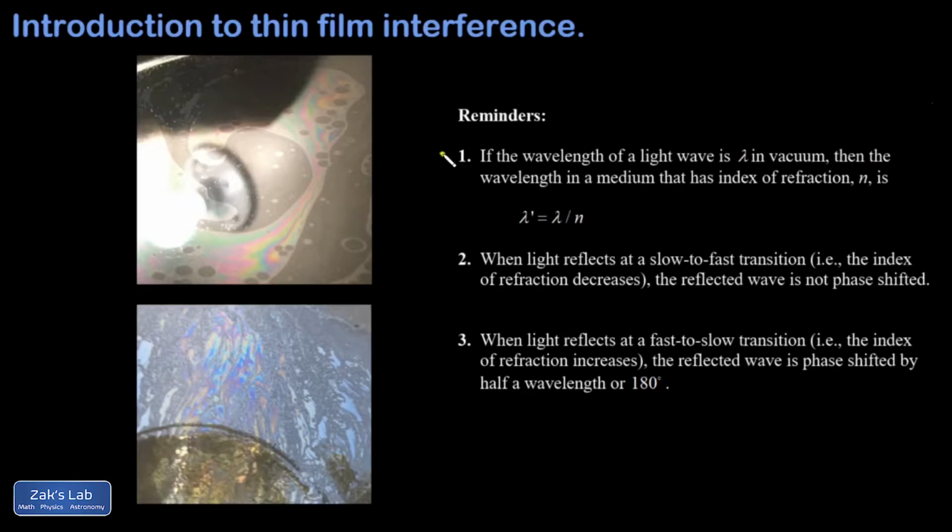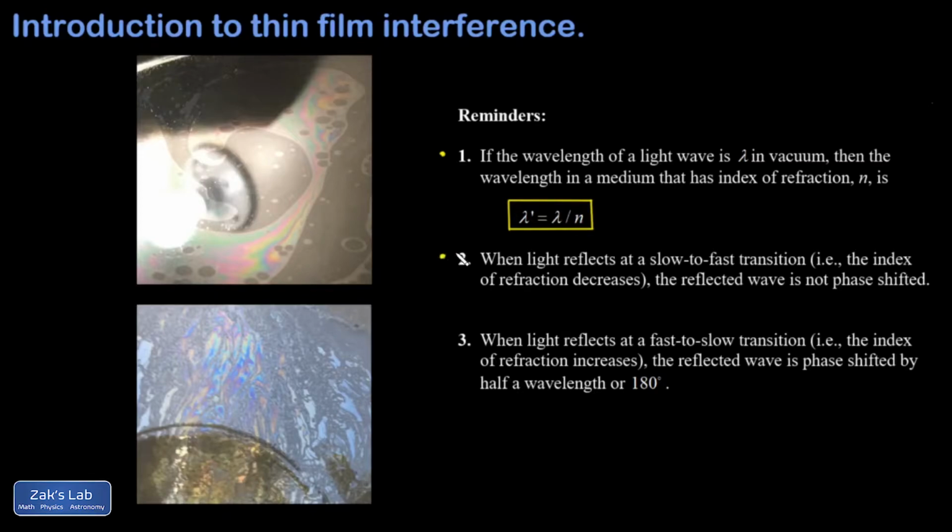First, when light transitions from one medium to the next, the wavelength changes. If the wavelength in vacuum is lambda, then the wavelength in a material with index of refraction n is given by lambda over n. And we normally notate that as lambda prime. So whenever you're dealing with light inside a material, don't forget to change your wavelength to the wavelength of that light in that material with a particular index of refraction.